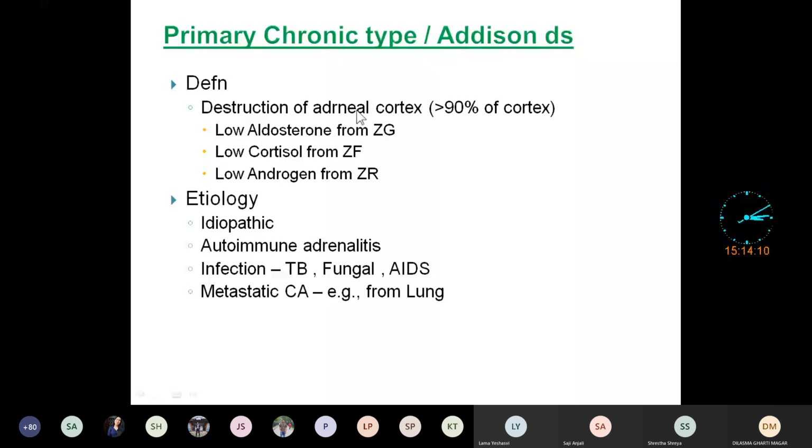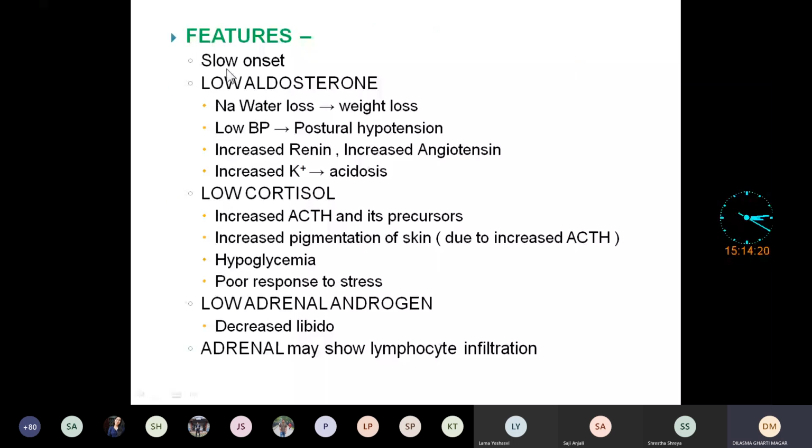Now we'll come to the features. Addison's disease shows a slow onset. Here there is low aldosterone, low cortisol, and low adrenal androgen. Now, whenever low aldosterone is there, what happens? Aldosterone is a mineralocorticoid, isn't it? So whenever there is low aldosterone, there is no water and sodium absorption. Sodium and water loss will be there. That's why weight loss will be there.